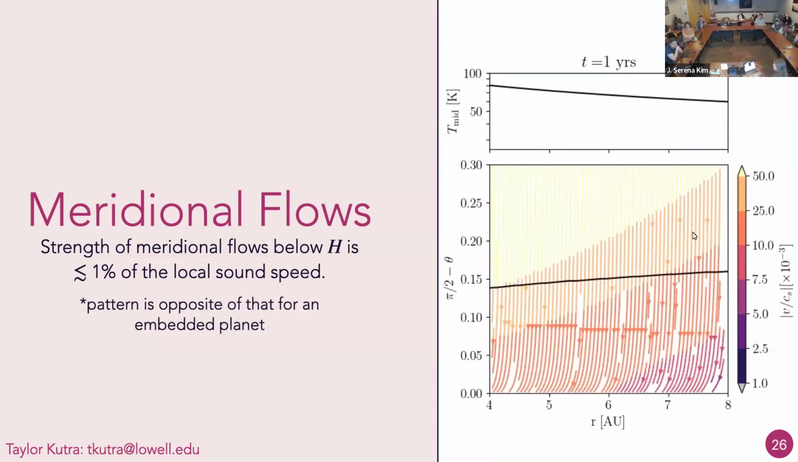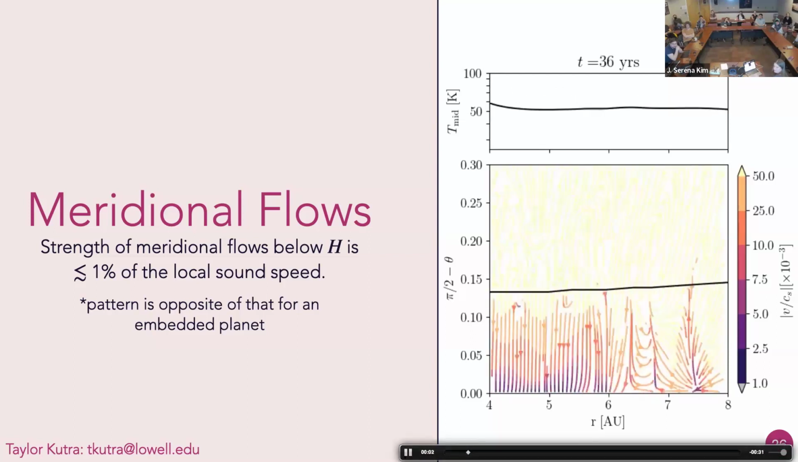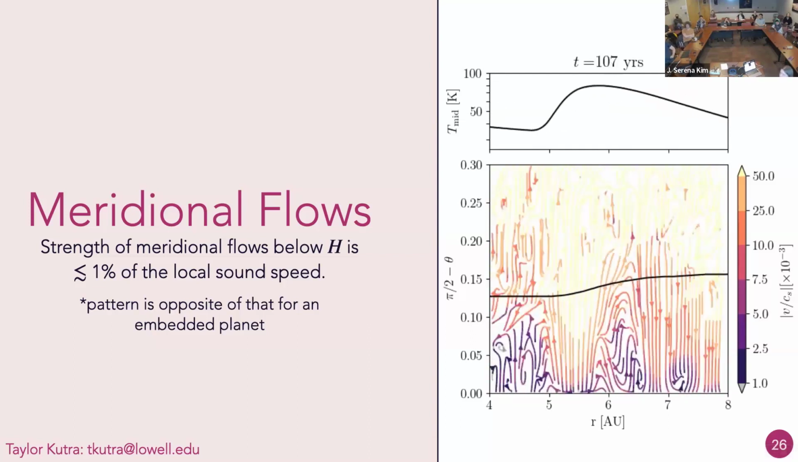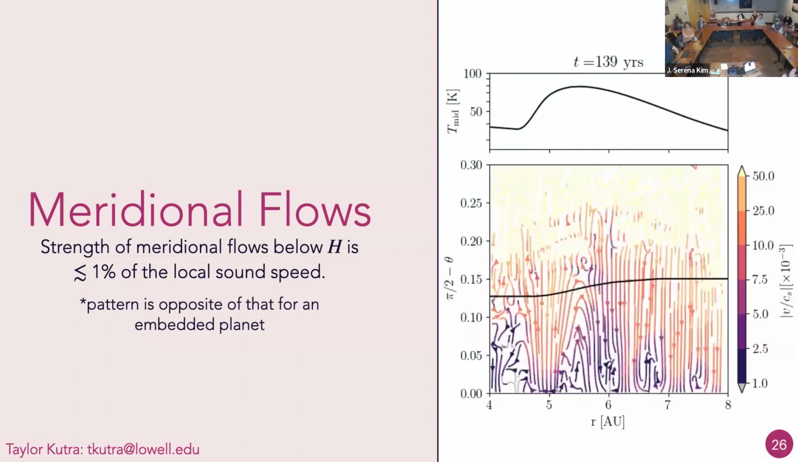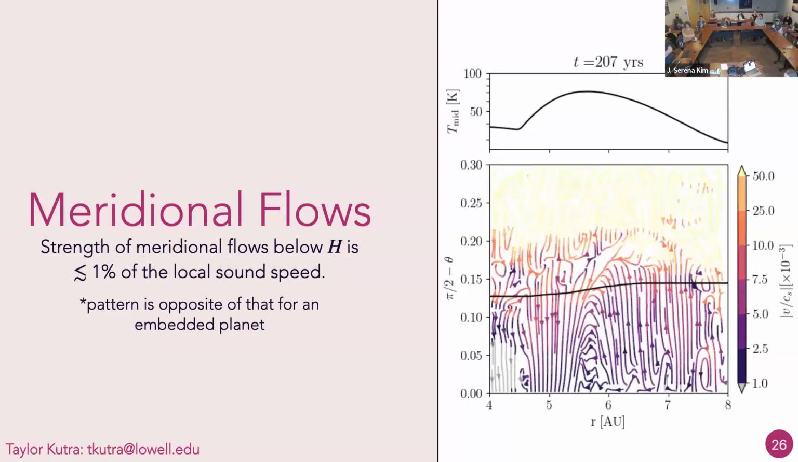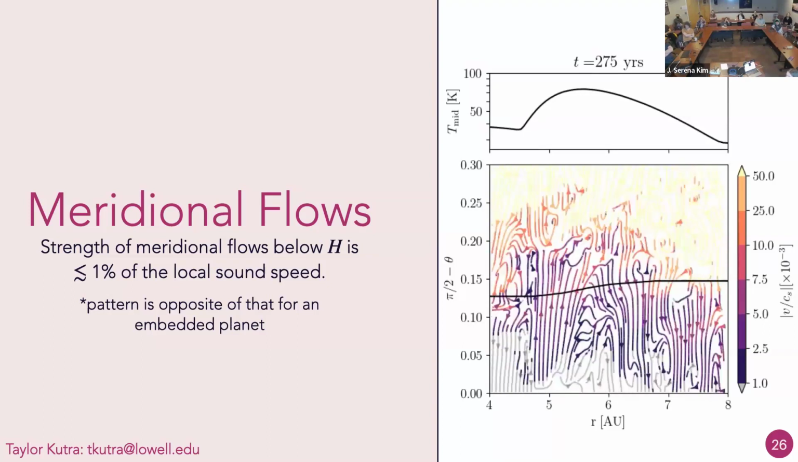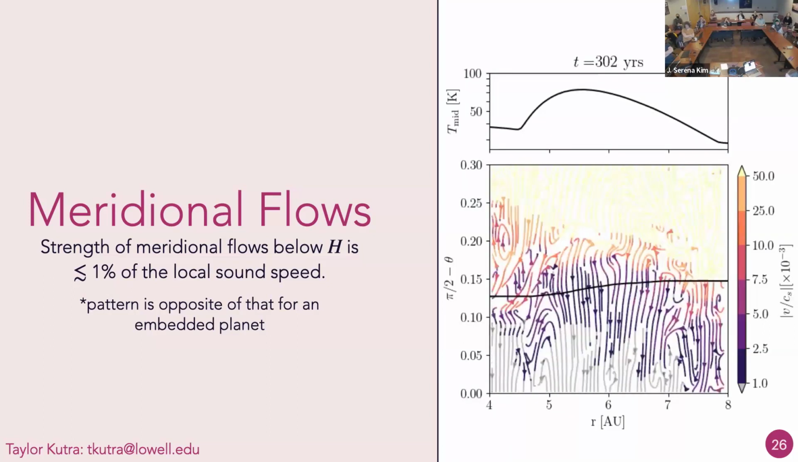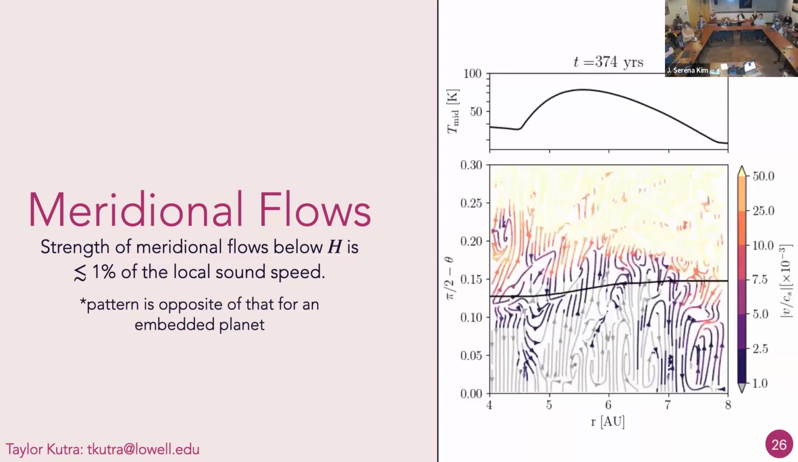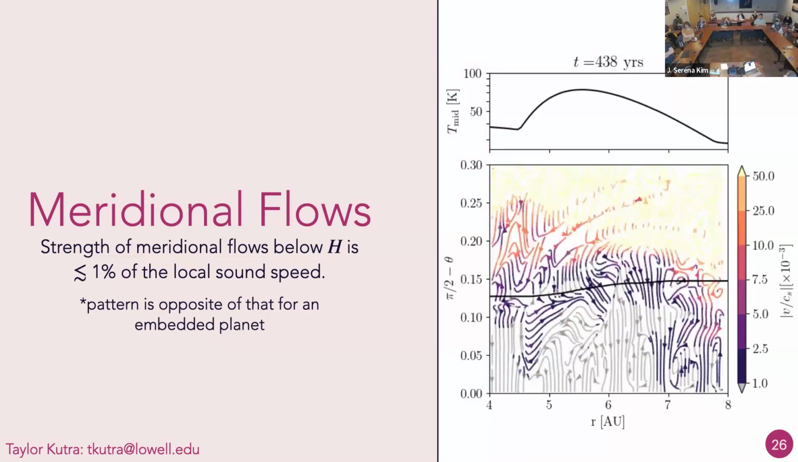And I'll play this for you. It's kind of a choppy video, but you can see it zoomed in on one thermal wave. As the thermal wave develops, you get this upwelling of gas just interior to it. And then we start to reach the steady state, and there are still some flows, but the magnitude is really small. But especially towards the optical surface, the fun thing is those meridional flows are persistent even into the steady state.